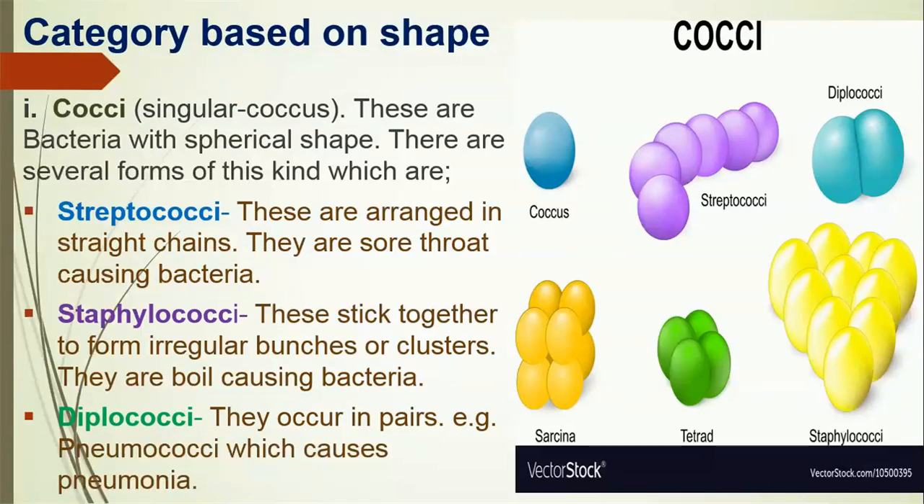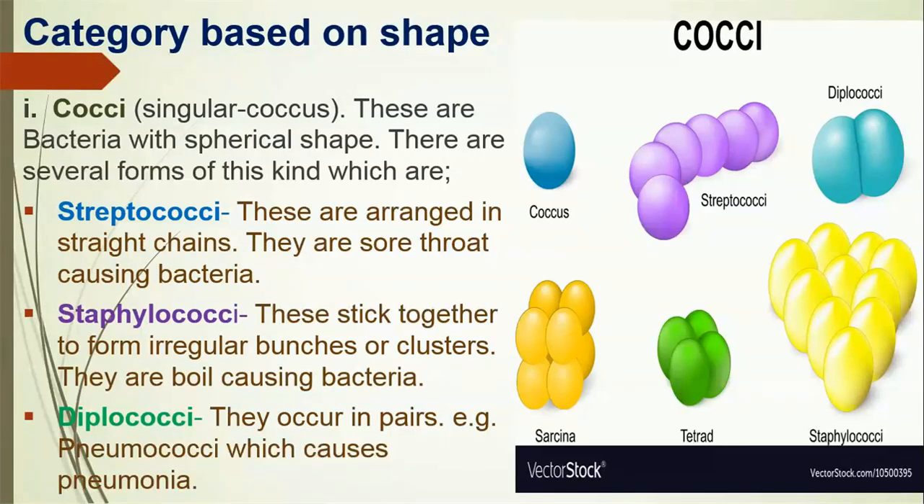The first one we have the streptococci. If you have one, you call it streptococcus. These are arranged in straight chains. When you have several coccal bacteria come together and form a straight chain, what they form is what we call streptococci. They are sore throat causing bacteria. The second one here we have the staphylococcus, or staphylococci if there are many. These are bacteria that stick together to form irregular bunches or clusters. They form a kind of ball-like structure. They are boil-causing bacteria.